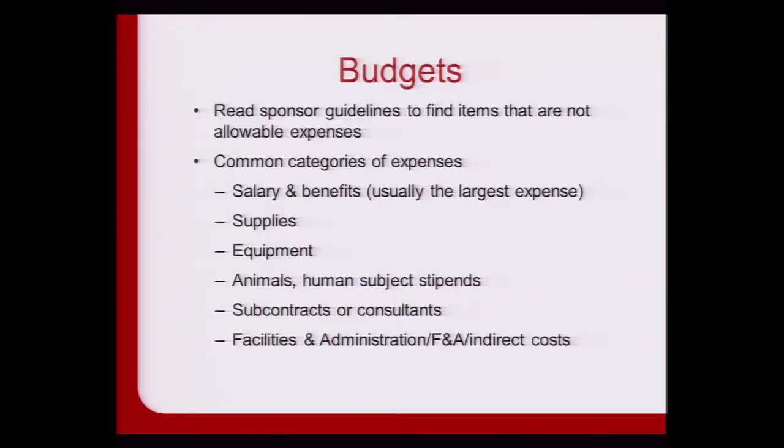Carla? Yeah. If you've plugged in 5% or 10% time for some of these people, how do you know what their salary is or the fringe rate is? Yep, we're getting to that. The kinds of items you're going to see on a template that you get from your SPO or your grants manager are really common things like salary and benefits, supplies, equipment, animals, human subject stipends, F&A, we'll talk about what that is in a moment, subcontracts, that sort of thing.